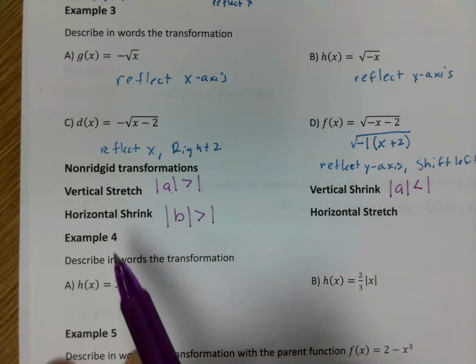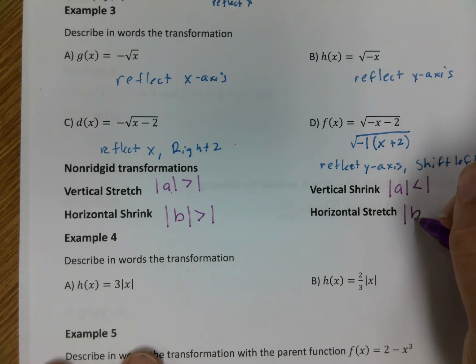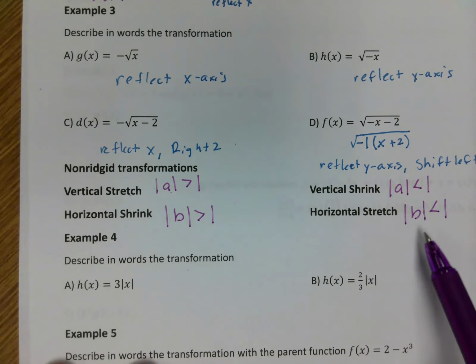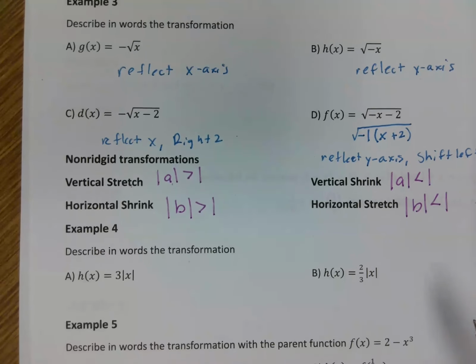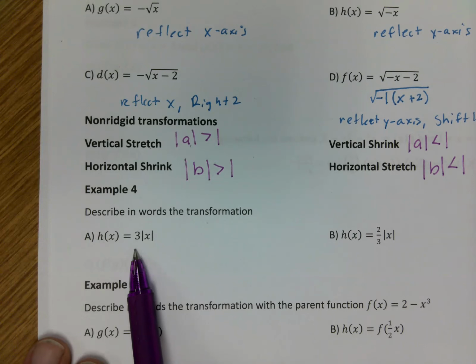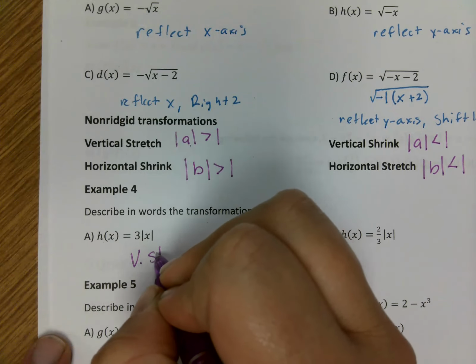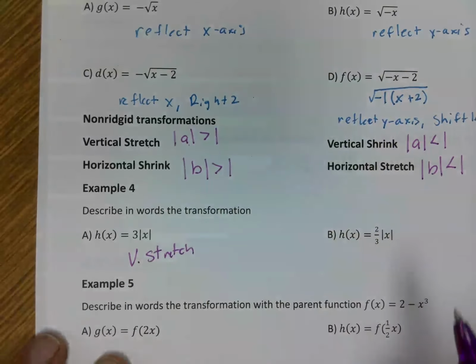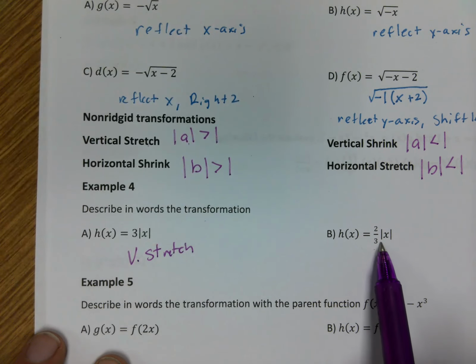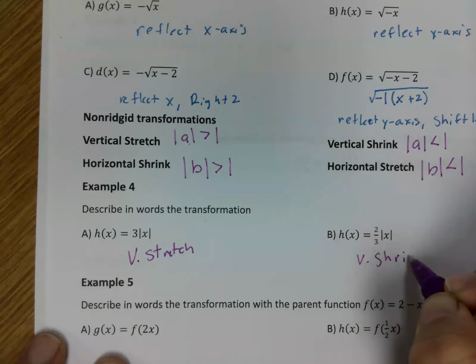Now, these might look the same. They might kind of look the same when you actually graph them. This is when this is less than 1. Horizontal stretch is when b is less than 1. When I'm looking at these, first thing I notice is on the inside or outside. This is on the outside, so this would be a vertical stretch. This is also on the outside. This is less than 1. This would be a vertical shrink.